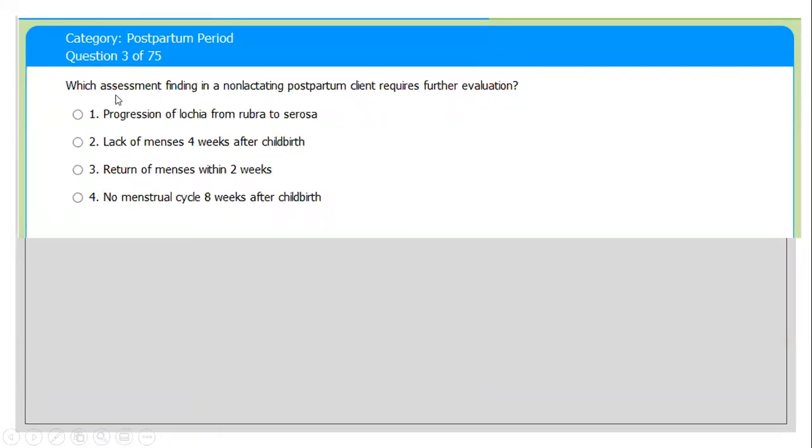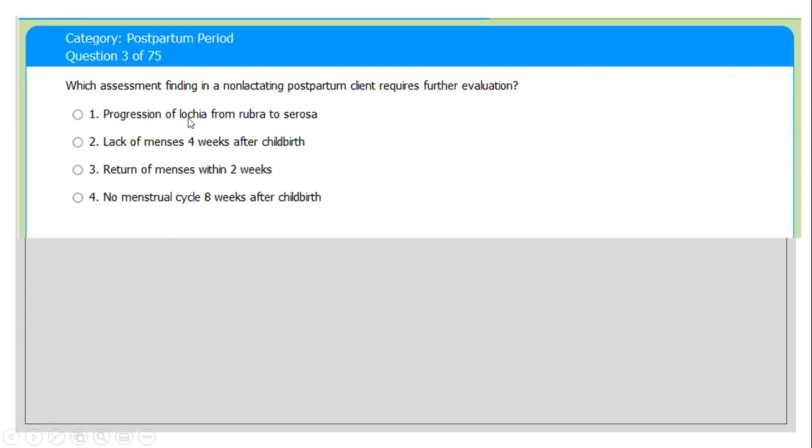Next question: which assessment finding in a non-lactating postpartum client requires further evaluation? When you read this question, try to find the keyword. So, postpartum, but the mother is not lactating. So what is the mother doing wrong? You need to re-educate them. So requires further evaluation means, what is wrong out of the four?